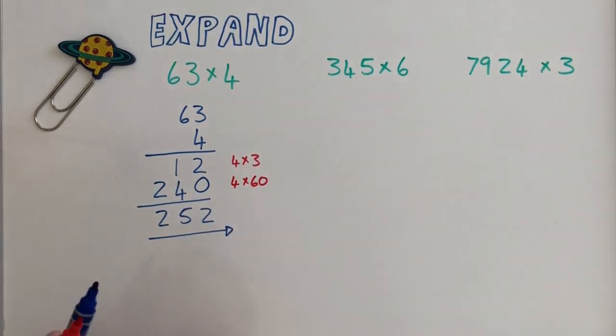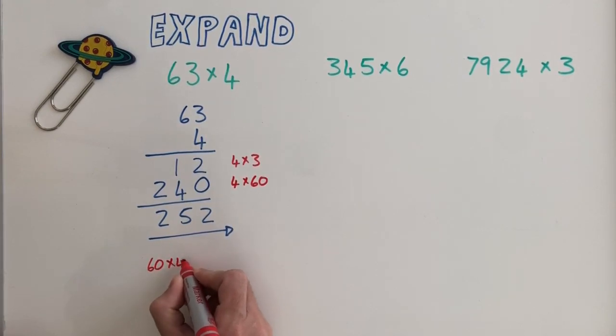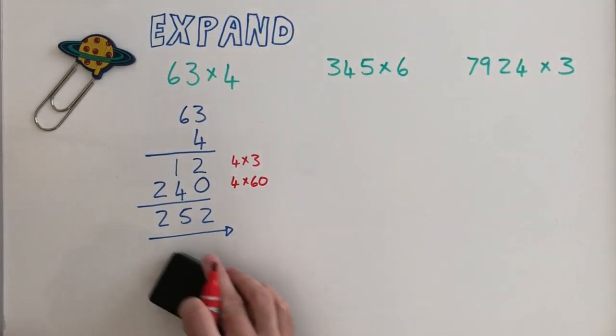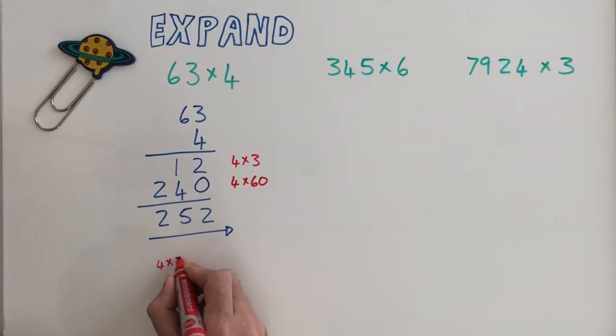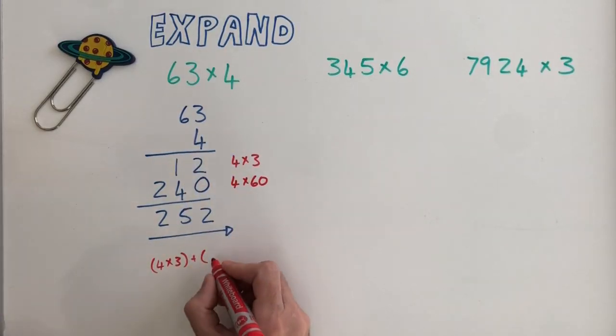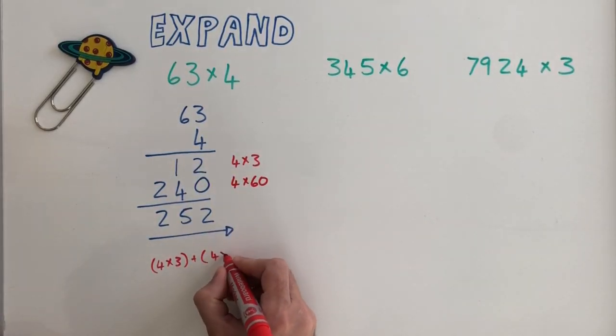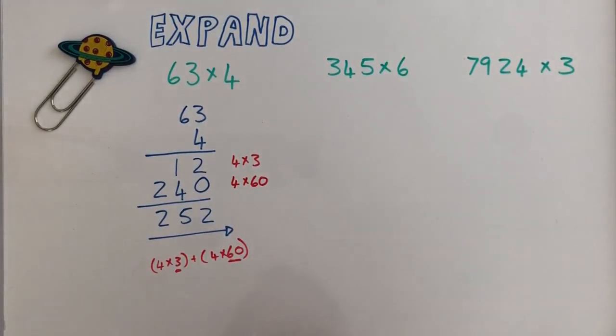I could have written it something like this as well. Let me just start with what I start. Let's say 4 times 3. So 4 times 3, I did that. And then all I did is I added 4 times 60. So basically I just split the 63 into 2 parts. So that's all I did here.